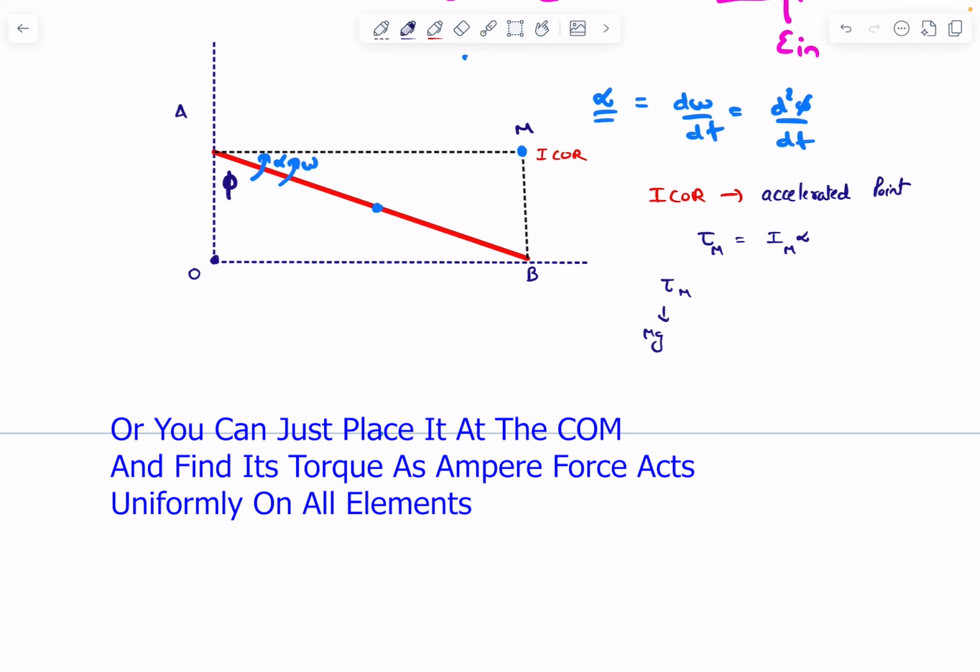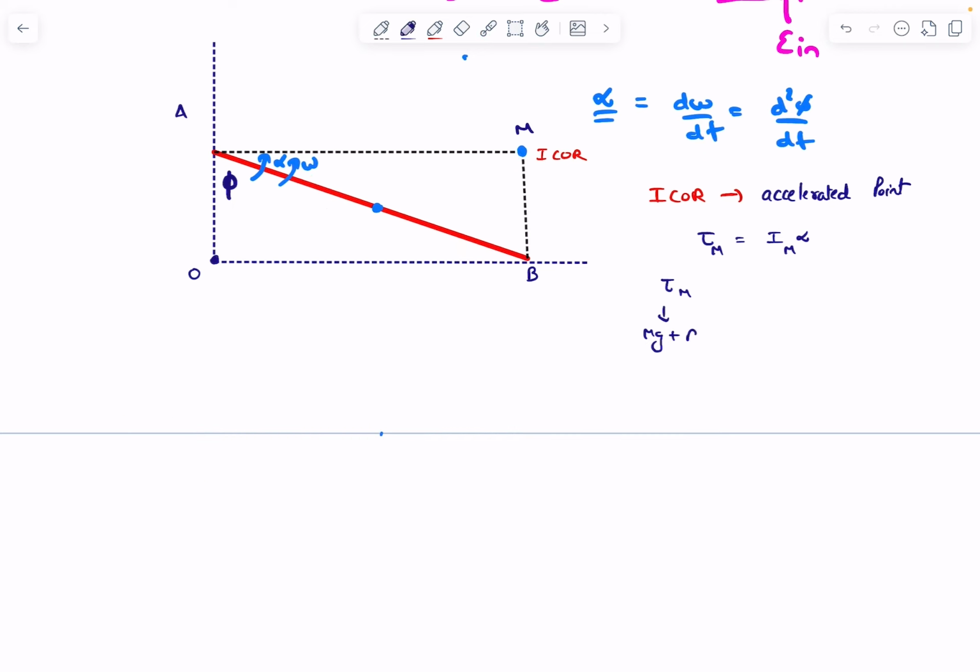So first let's write it down. It'll include this plus the magnetic force, or the Ampere force. We'll have to consider both of these components in the real torque expression. But then we also have to include the pseudo torque, because the ICOR point is a non-inertial, or accelerated, point here. Together, we can write it equal to the moment of inertia about the axis through M times alpha. But in this question specifically, it turns out that the pseudo torque actually becomes 0, and this is what I want you guys to prove.